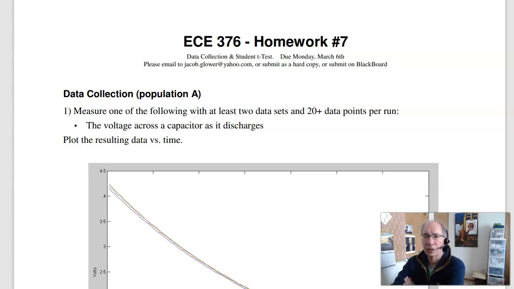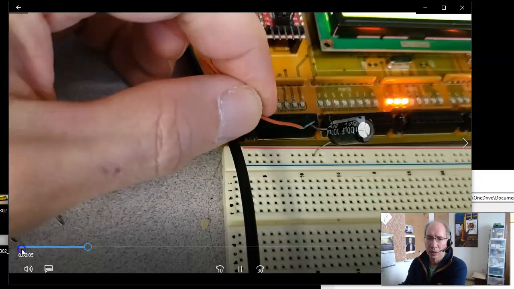Welcome to Solutions to Homework Set number 7 for ECE 376. In this homework set, we're going to be using a student t-distribution to analyze data that we collect in lab. So starting out, to collect the data.